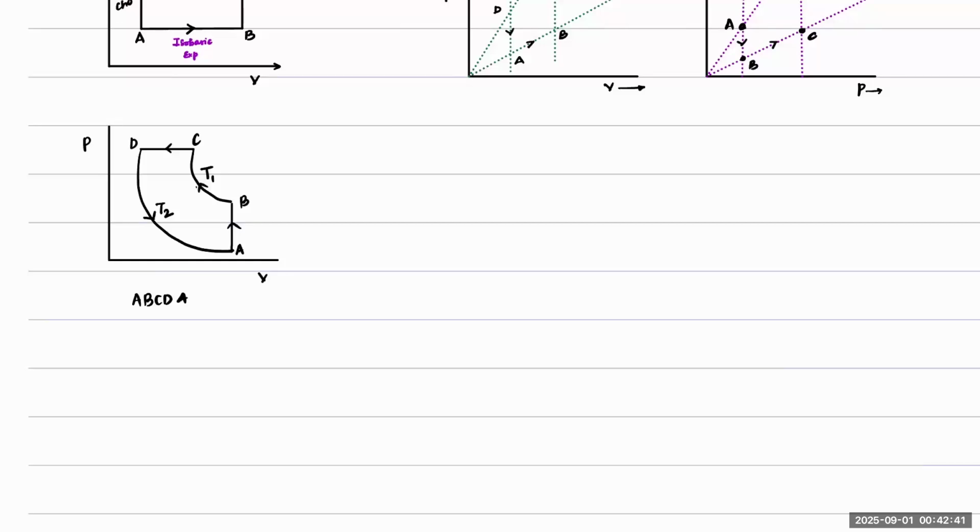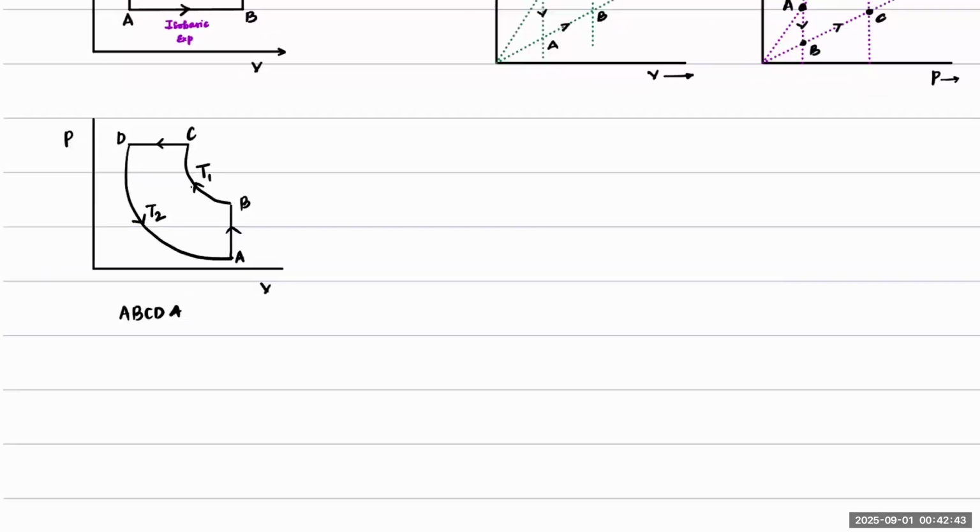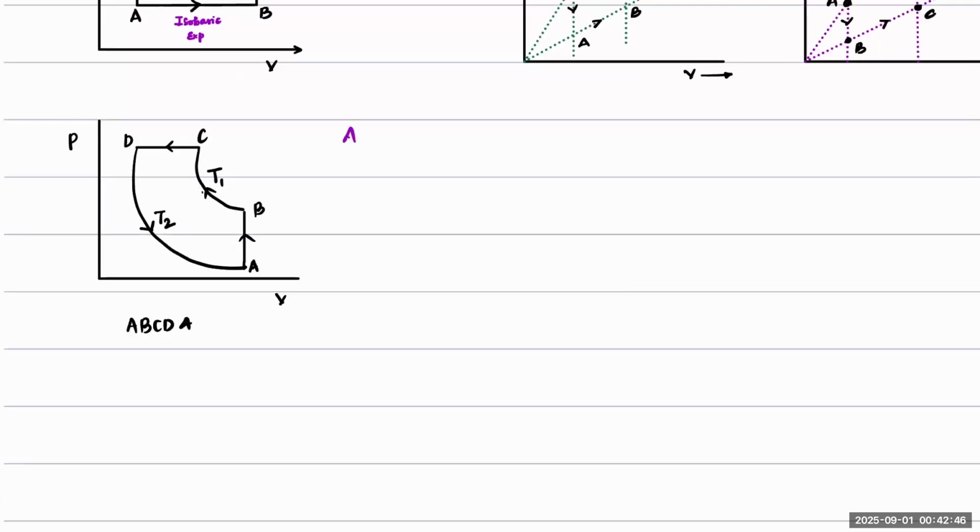Okay. So tell me, what are the processes? Let us name them first. A to B is what? Isochoric. This is isochoric process, and isochoric process here. And then B to C is isothermal. And in that isothermal, have you noticed the volume is decreasing? So it is compression. It has to be compression.